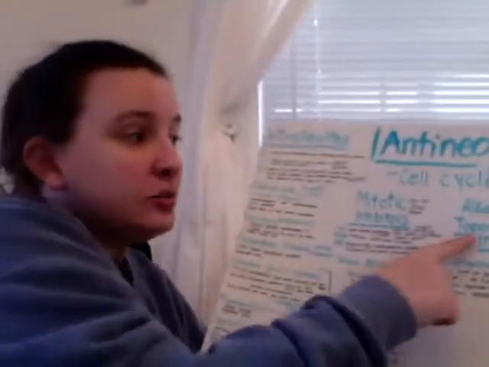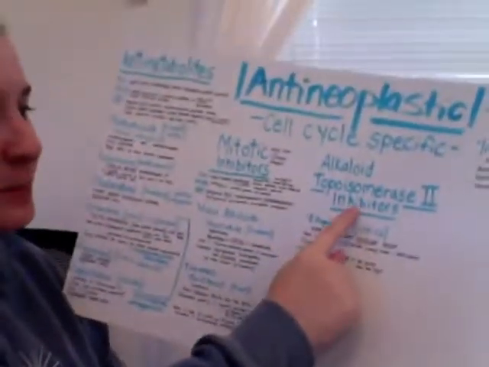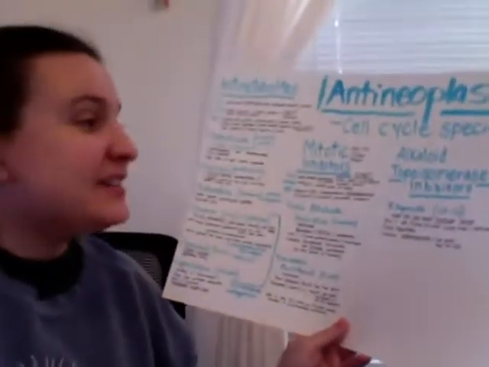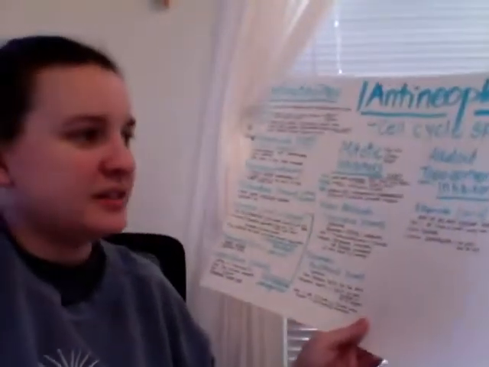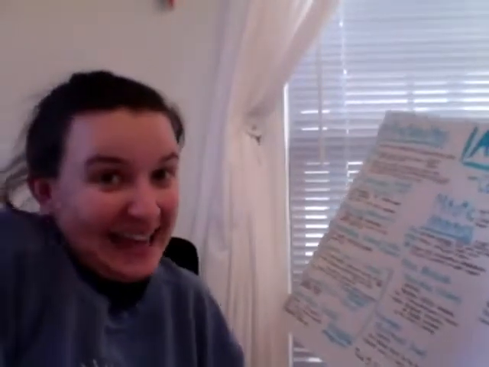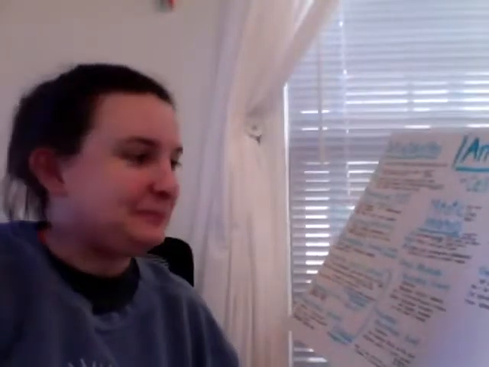Don't know. I think I'm losing it. The next type of drug that we're going to talk about is alkaloid. Okay, bear with me. Alkaloid topiramate blah blah. Okay, topoisomerase 2 inhibitors. I told you I'm not good at pronouncing this stuff. I can't even use words now. Lord help me. Say some prayers.